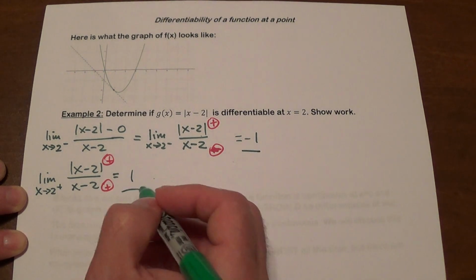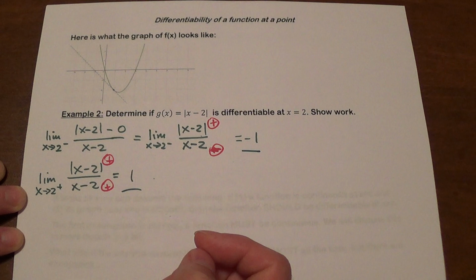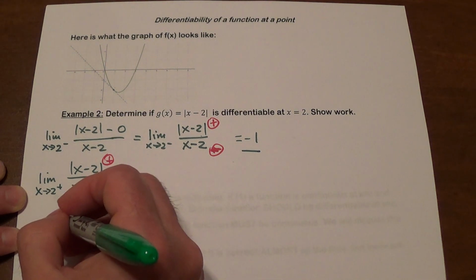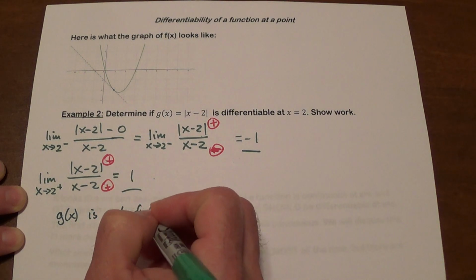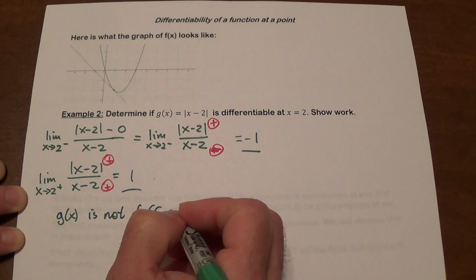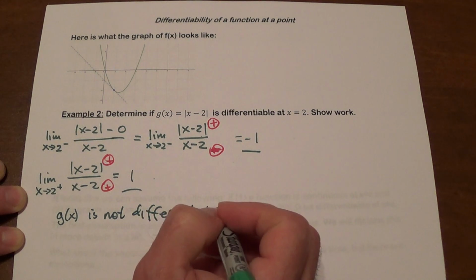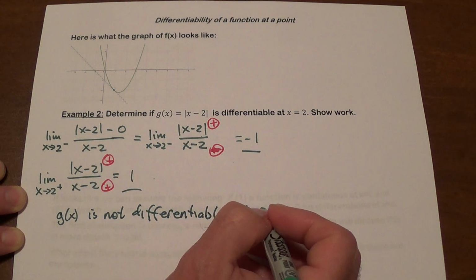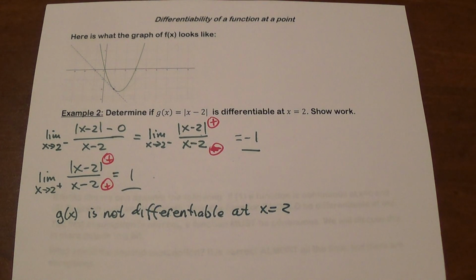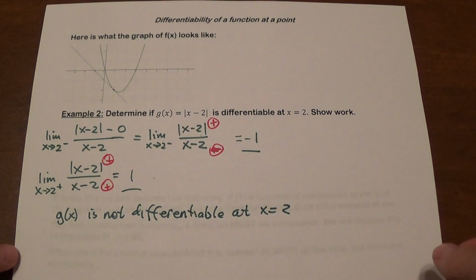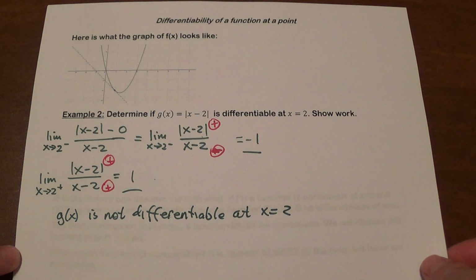So we got different values. So this function is not differentiable. So g of x is not differentiable at x equals 2. Now you should recognize this function. This is an absolute value function. And what happens here is, if you are actually going to do it, you will see the following. You will see that this function looks like this.